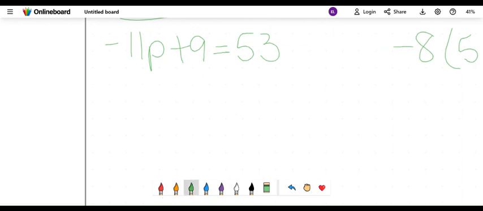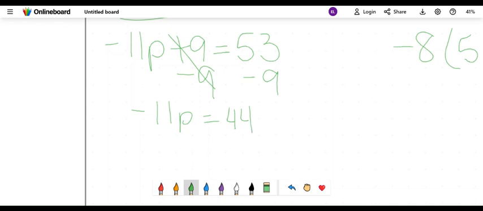Negative 11p plus 9 equals 53. As usual, we have to isolate the variable. We have a positive 9, so we have to get rid of 9 first. The inverse of plus 9 is minus 9, so we subtract 9 from both sides. The 9s cancel. We bring down negative 11p equals 53 minus 9, which is 44.